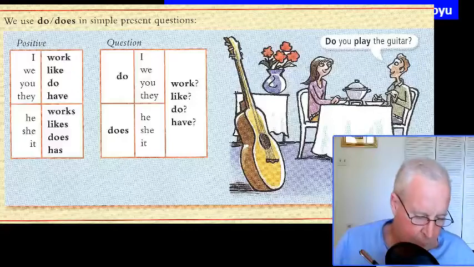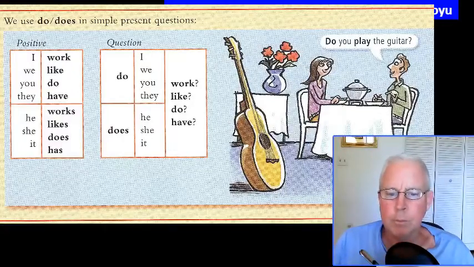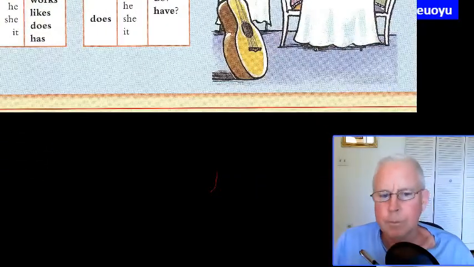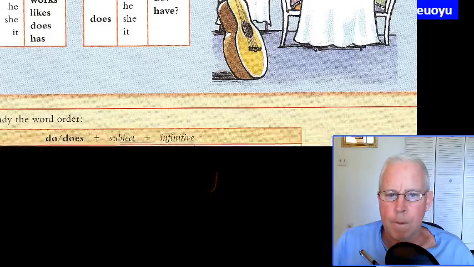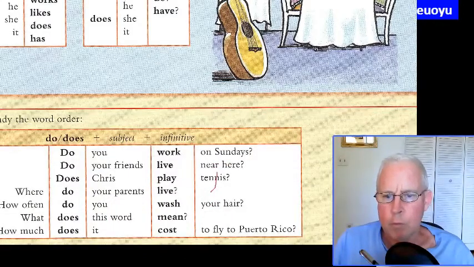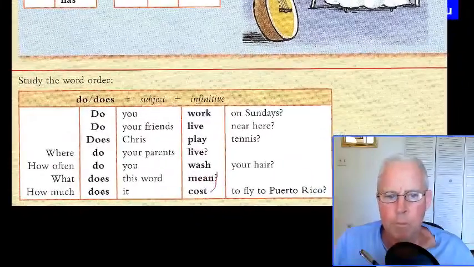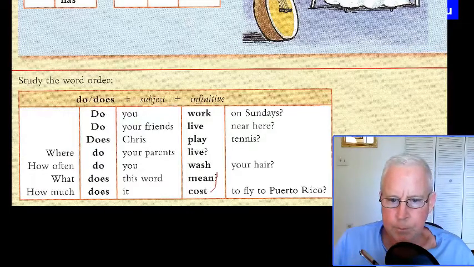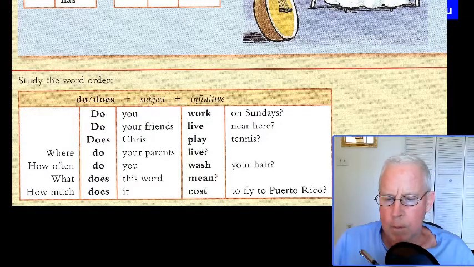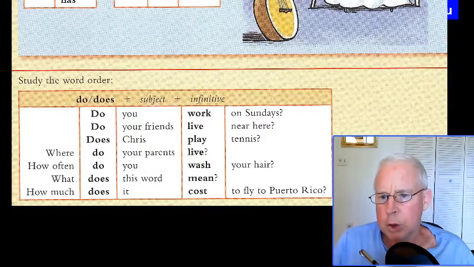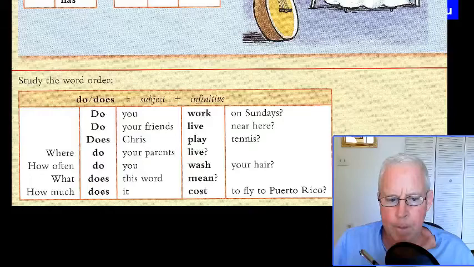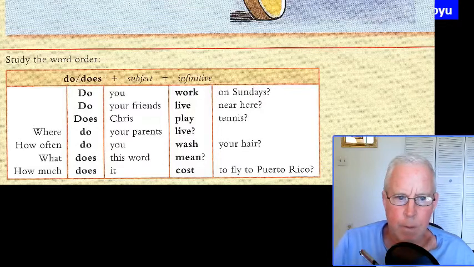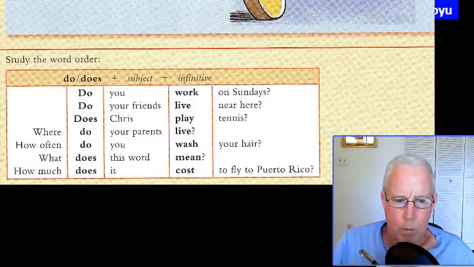Okay, so let's look at a couple of examples of these question forms. But before that, let's take it another step further and look at the WH question form. So we'll start by reviewing what we just talked about.